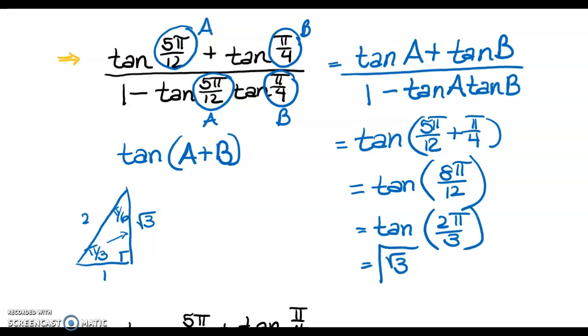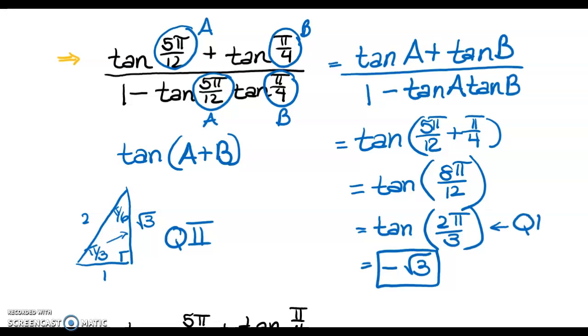But again, I forgot 2 pi over 3 is in quadrant 2, and I should have labeled that as a quadrant 2 angle. So tangent is negative in quadrant 2, so it's negative radical 3. We cannot forget what quadrant we're in, right? This is a nice quadrant 2 angle, so I have to apply the correct sign.